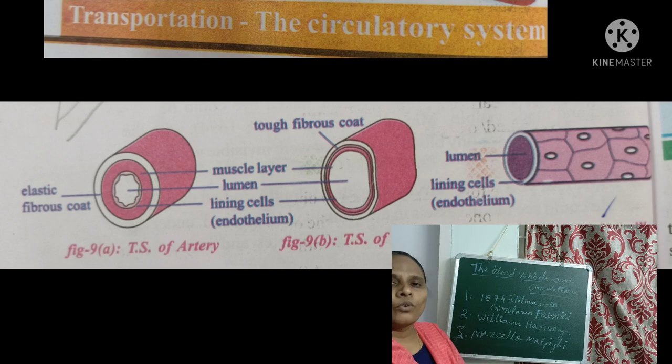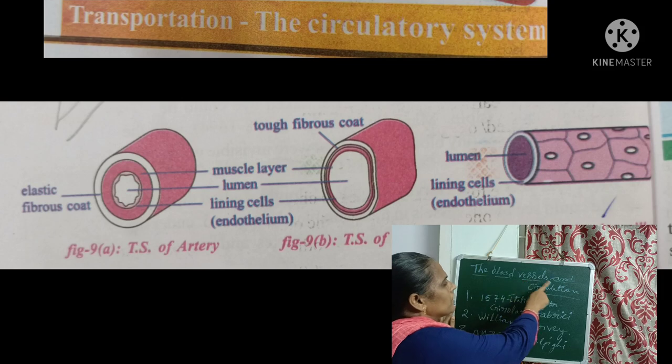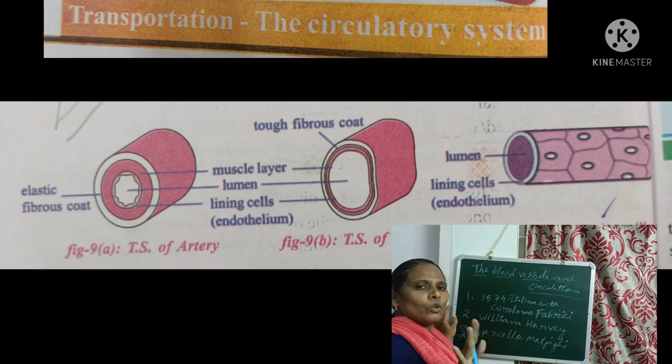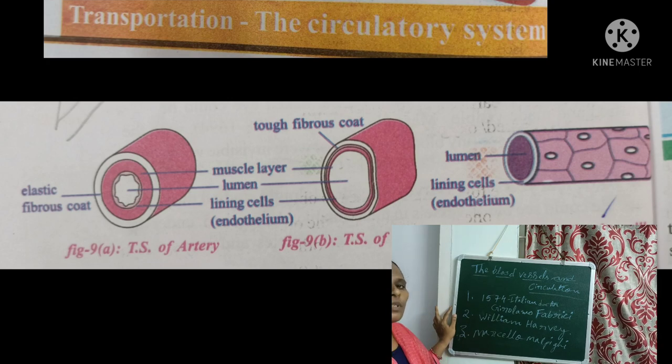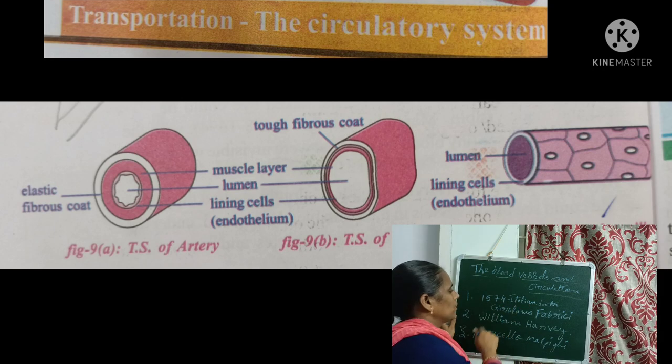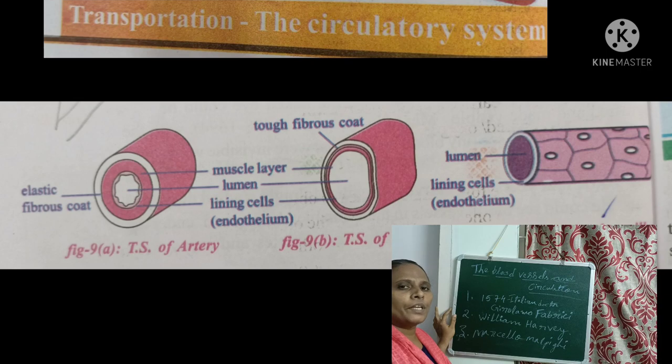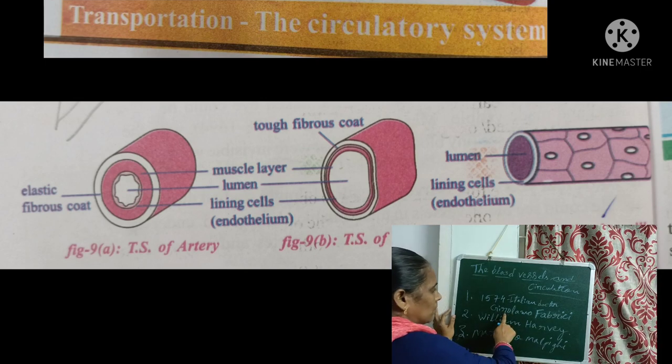Okay children, now we know about blood vessels and circulation. Up to the 16th century, no one knew how blood flows in our body. In 1574, Italian doctor Girolamo Fabrici studied the veins. He observed that in the leg, the veins carry the blood in one way, not in the opposite direction, not with the gravitational force. The veins have walls, valves, to stop flow in the opposite direction. This was studied by Fabrici.